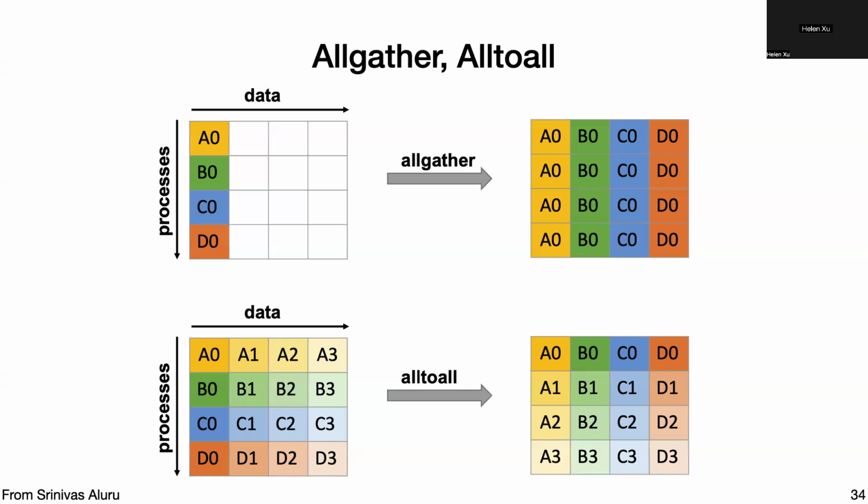So process 0 has A0, process 1 has B0, process 2 has C0, process 3 has D0, and then in the end, process 0 has everything from all the ranks, in order. Process 1 has all the same stuff, and so on. Again, it's ordered by the ranks. All-to-all is like a transpose, if you think of data and processes as a 2D matrix.